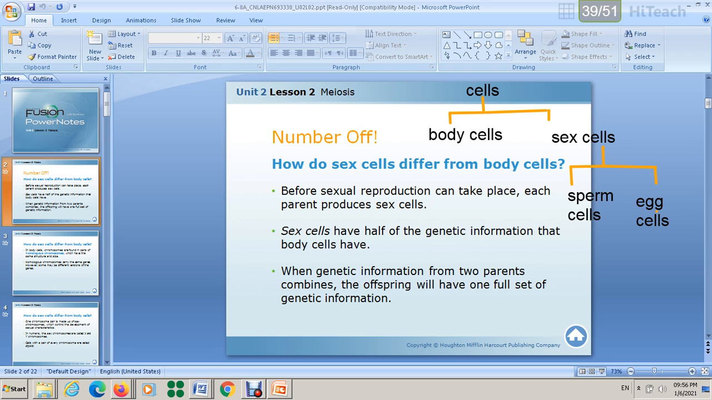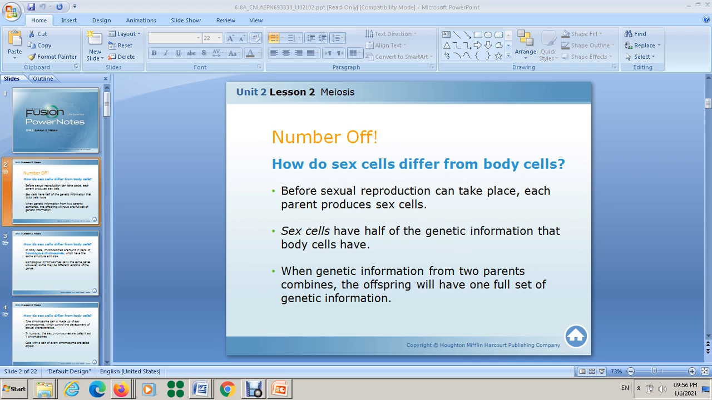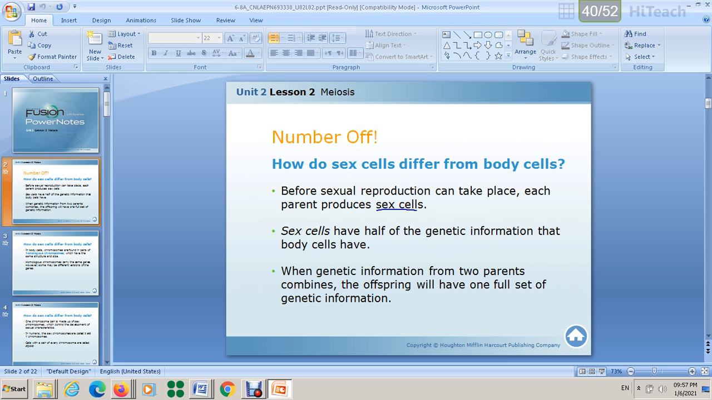Actually, I'm talking here about sexual reproduction. Last time I mentioned asexual reproduction. It includes only one parent, right? Here, sexual reproduction needs two parents. It needs male and female, okay? So before sexual reproduction can take place, each parent produces what? Sex cells. It's very important. Sperm cells for male and egg cells for female. What are the sex cells? Actually, the sex cells have half the genetic information, or half the number of the DNA.